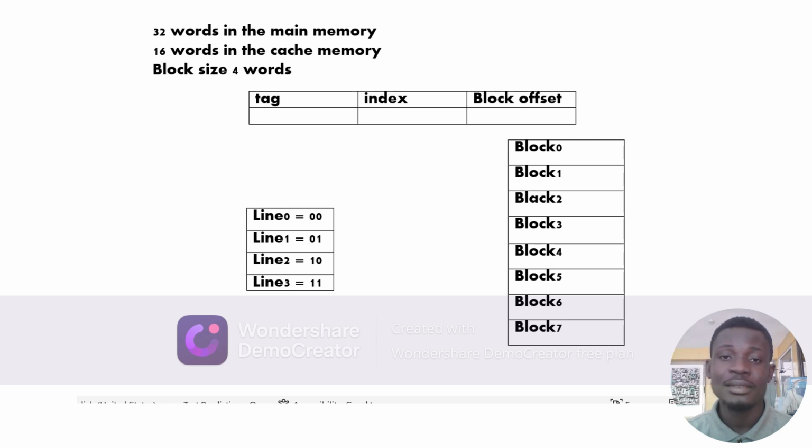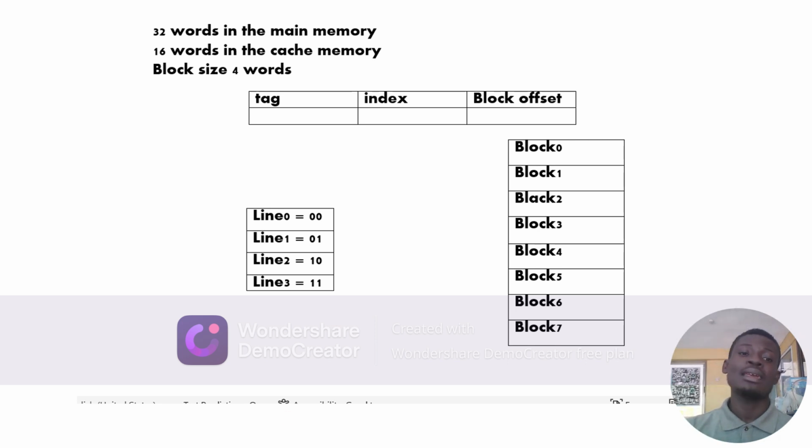The last one is the set associative mapping. This one deals with three ways. It deals with the tag, the set index, then the block offset. For this one, it's a combination of the direct mapping and the fully associative mapping. It's a combination, and this is the reason.